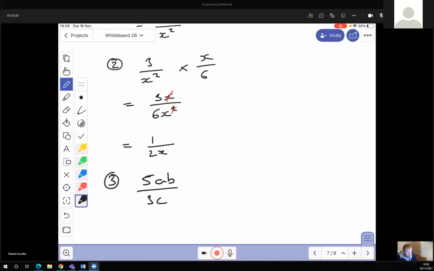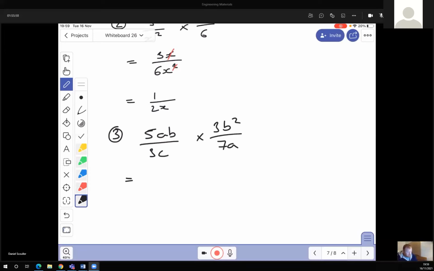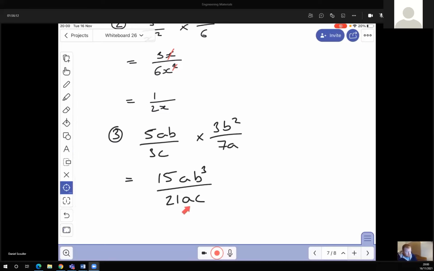Can't read my own writing. So likewise, this just works on your understanding of indices. So there's nothing new: 5ab times 3b squared. It's just 15ab cubed. And that just becomes 21ac. And I've just put AC there for the simple fact it's alphabetical.